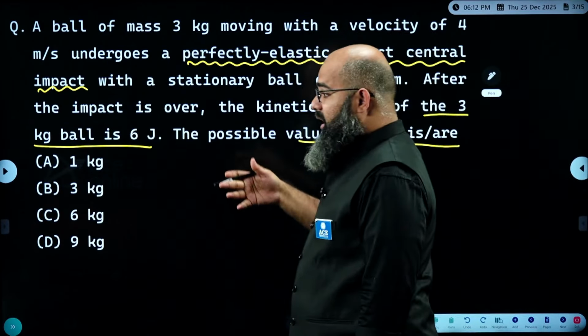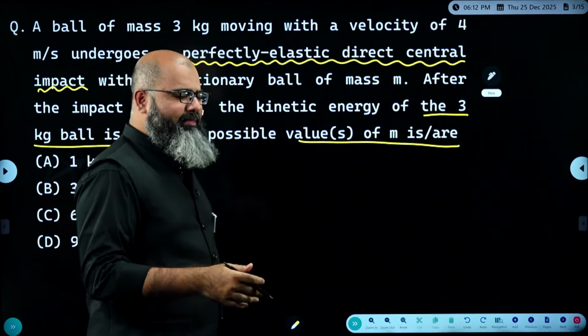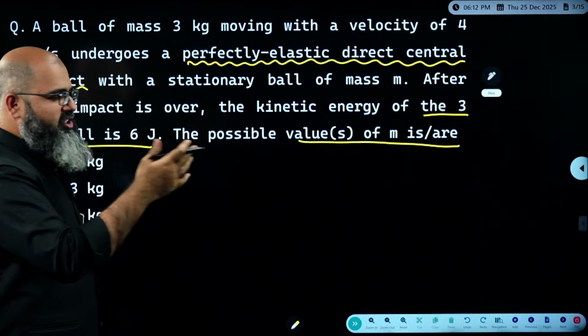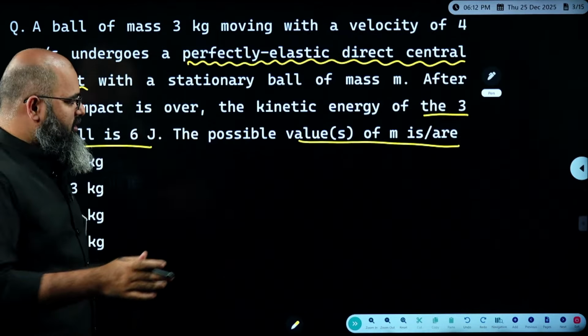The possible values of m is or are. Now there are multiple possible values of m. Actually 2 possible values only, depending on whether the velocity is in forward direction or backward direction. So therefore 2 values will be there, and we have to identify the possible values over here.